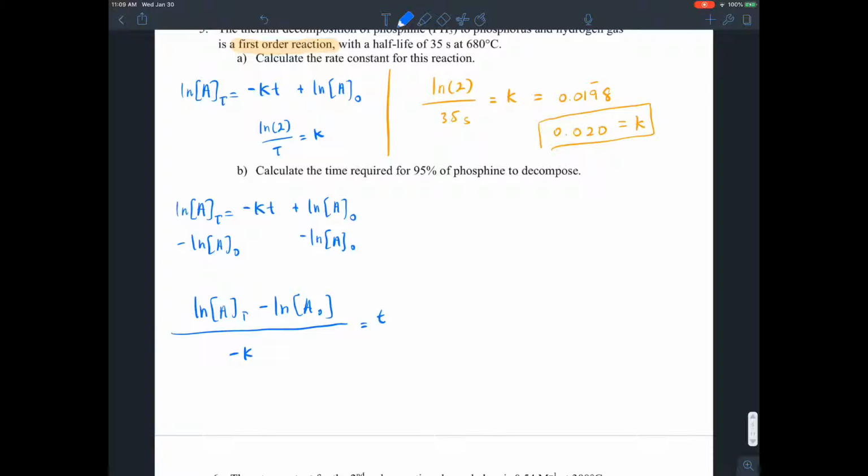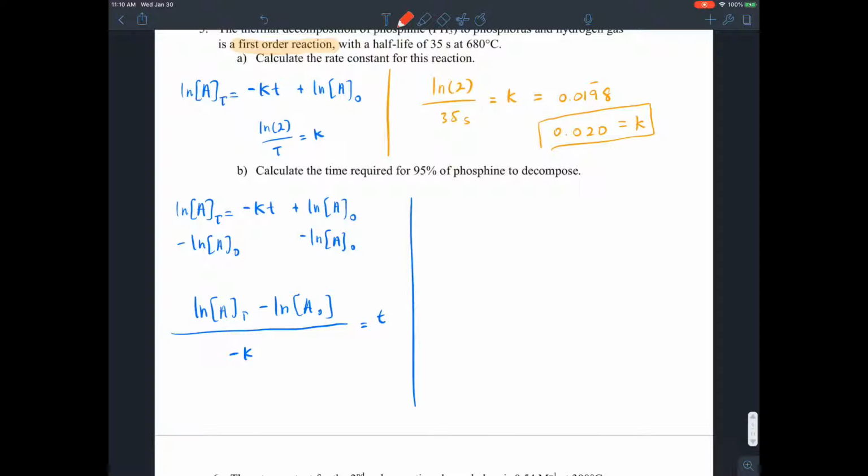So let's see. Calculate the time required for 95% of phosphine to decompose. Well, if 95% of the phosphine decomposed, let's imagine we had a 1 molar concentration of our original starting point. If 95% decomposed, that would mean I have only 5% remaining after the time has passed. So what would I plug into my values here?